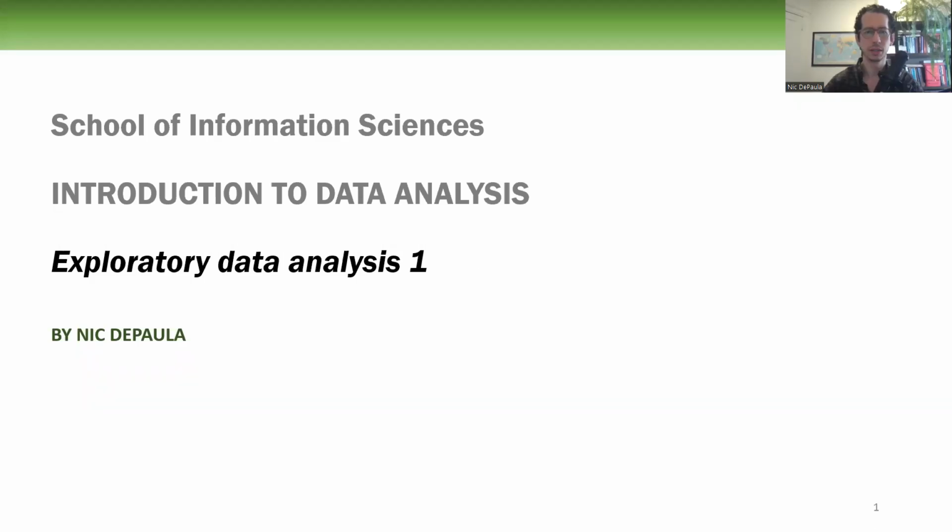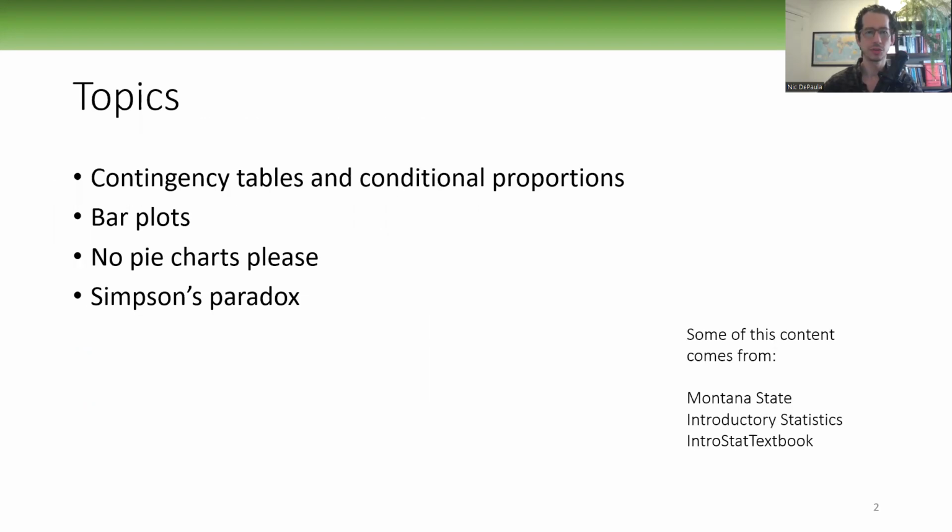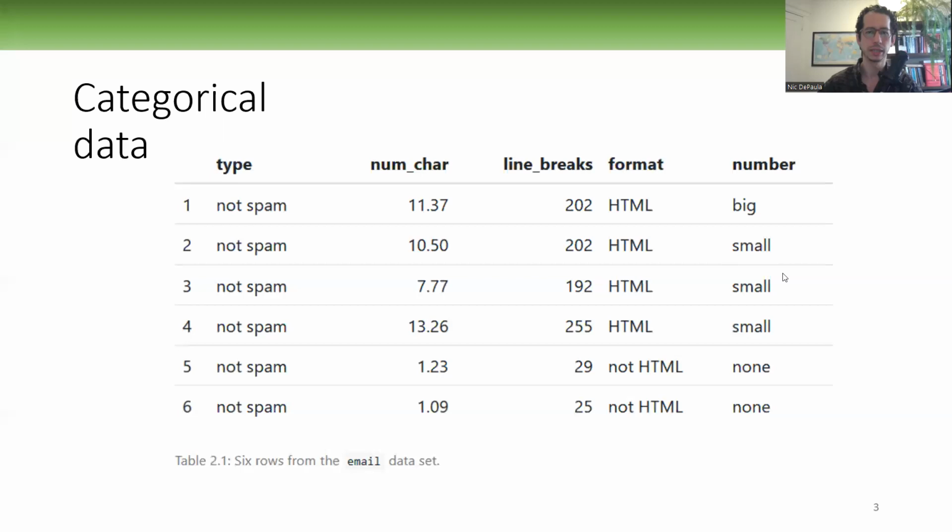Hi, everyone. Today, we're going to be talking about exploratory data analysis, and we'll do this in parts. First, we're going to focus on categorical data. We're going to talk about contingency tables and proportions, bar plots, no pie charts, and Simpson's paradox. Some of this content comes from our textbook, Montana State Introductory Statistics, and the first set of lectures are focused on categorical data.